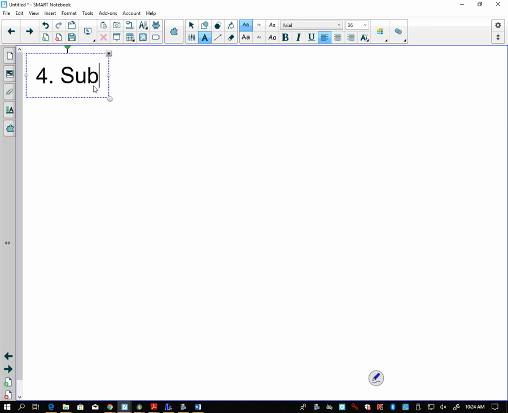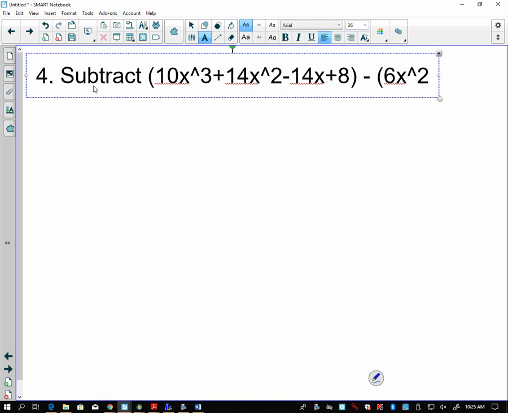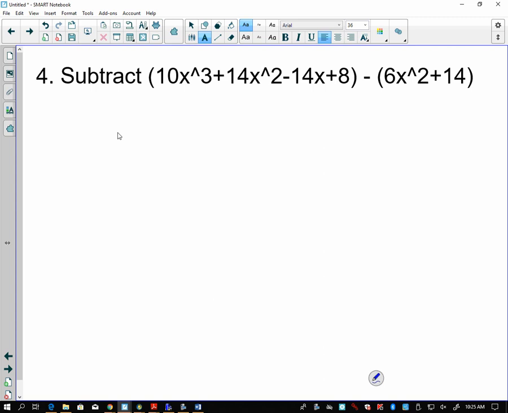Okay, it says subtract. Let's say we've got 10x cubed plus 14x squared minus 14x plus 8 minus 6x squared plus 14. Okay, this one really throws a lot of people. It's really not a terribly hard question. But that minus that exists between those two things means I have to do what? Distribute the negative. So let's go ahead and rewrite this.